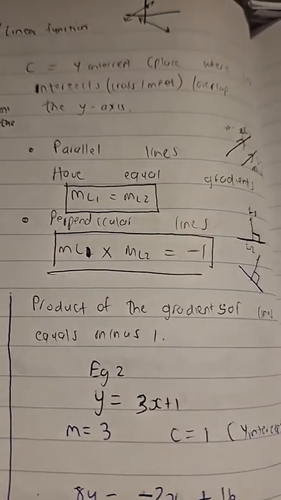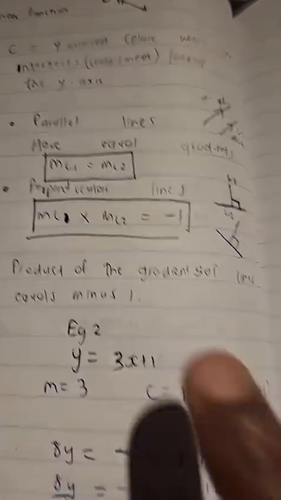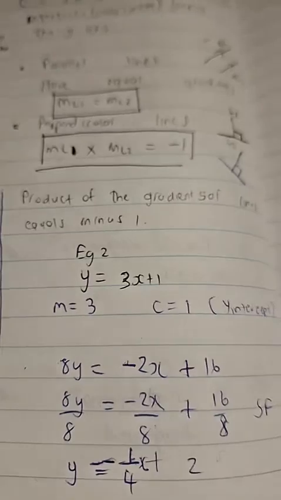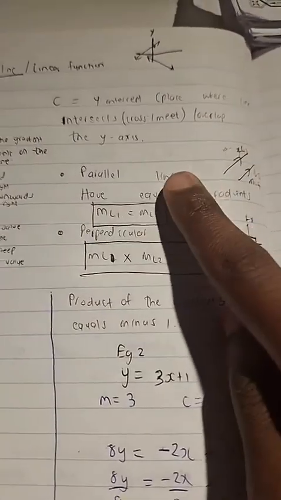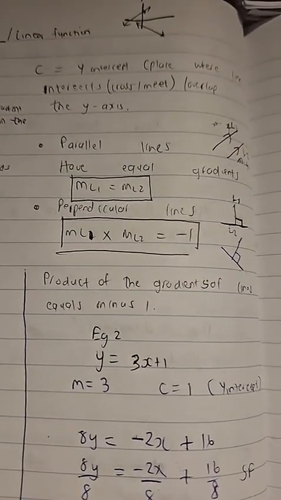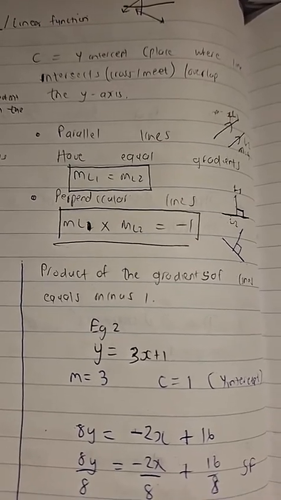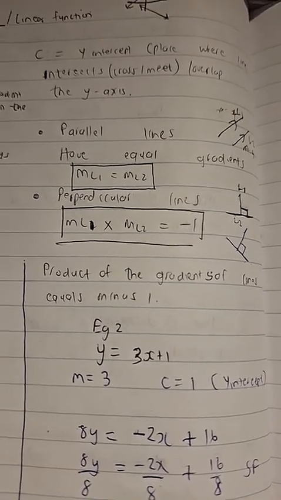So parallel lines will always have equal gradients, whereas for perpendicular lines, the product of the gradients equals -1. I feel like I've spent too much time on this concept, but like I said, it's a very crucial, critical concept for a learner who is intending to do mathematics in grade 10, 11.